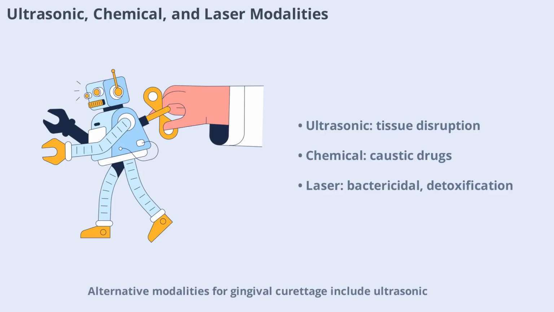Alternative modalities for gingival curettage include ultrasonic, chemical, and laser techniques. Ultrasonic curettage uses vibrations to disrupt tissue and alter fibroblast nuclei. Chemical curettage employs caustic drugs like phenol, which can be difficult to control and may cause extensive tissue destruction. Laser curettage offers bactericidal and detoxification properties, making it ideal for treating inaccessible pockets. Each modality has specific benefits and risks, and selection depends on clinical circumstances.